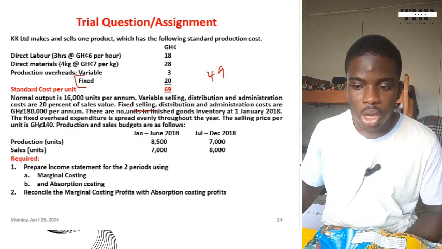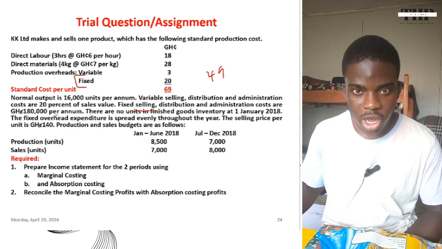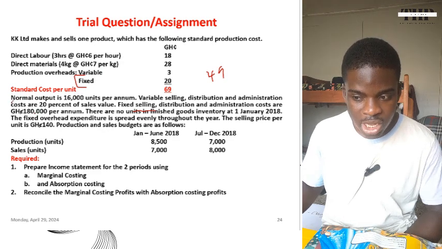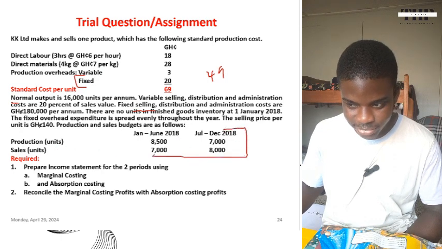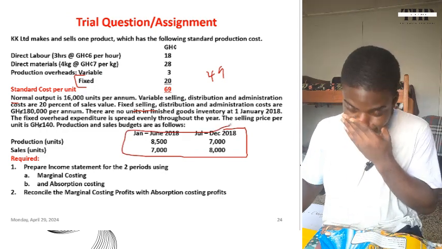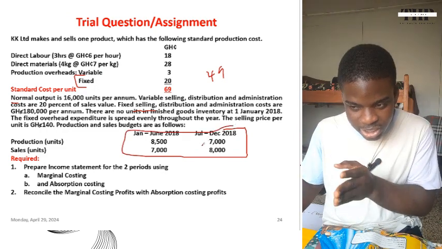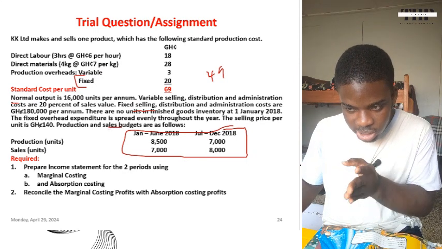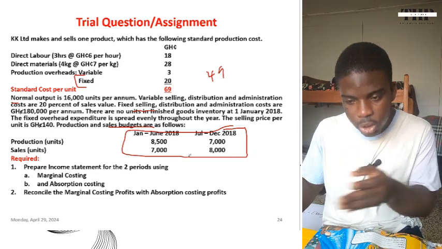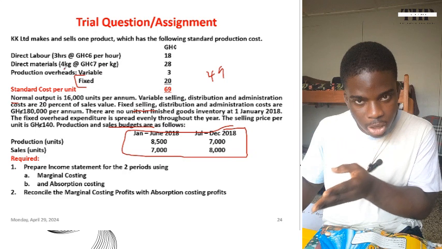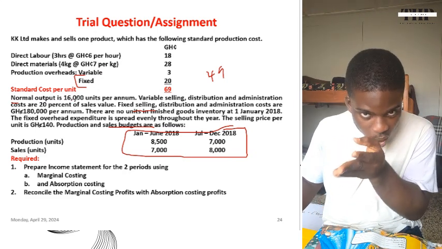Now, how do you calculate the under or over absorption? See the figures over here, production and sales. See the keyword over here, budgets, right? Production and sales budgets. So these are the budgeted. Normal output is 16,000. Use that one as the actual.